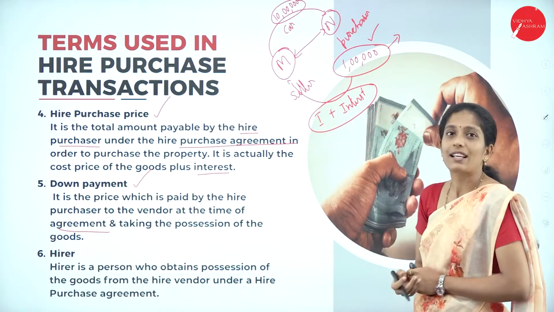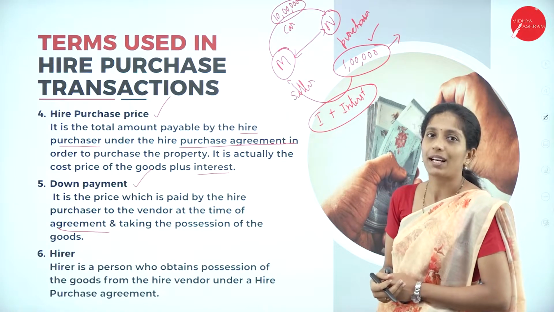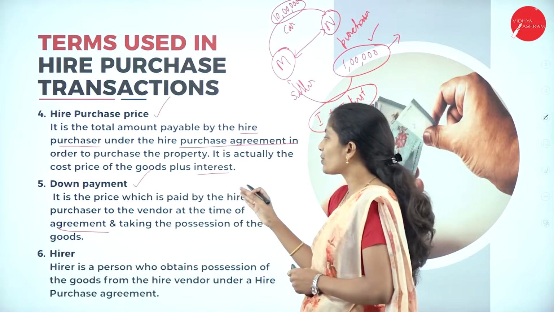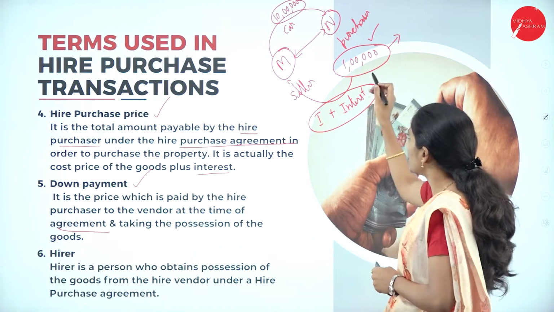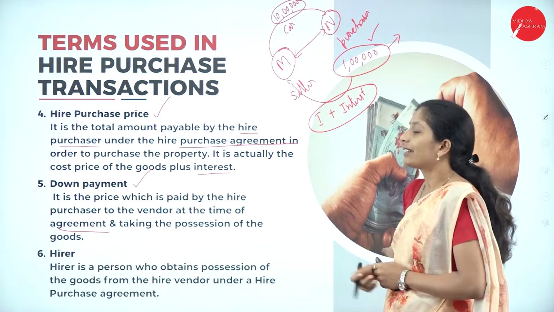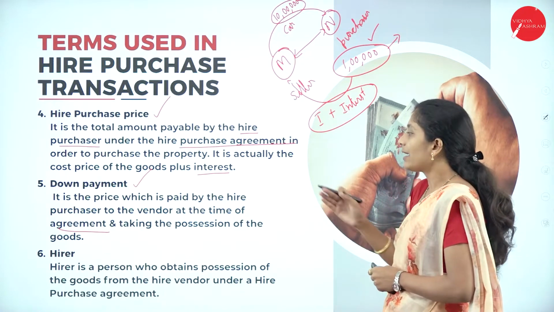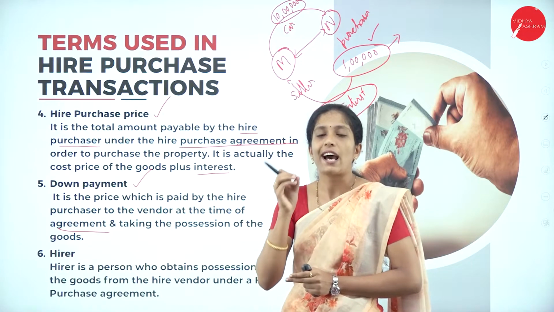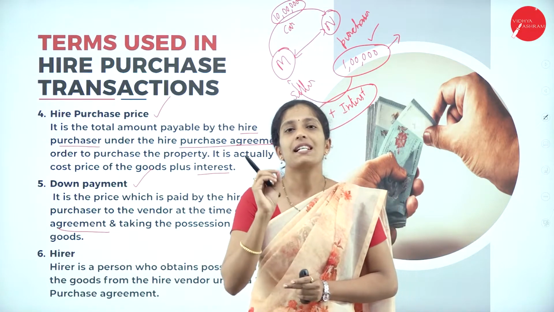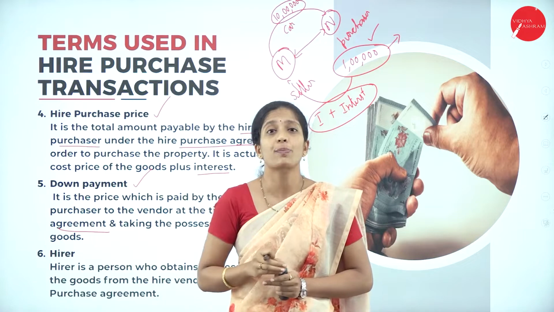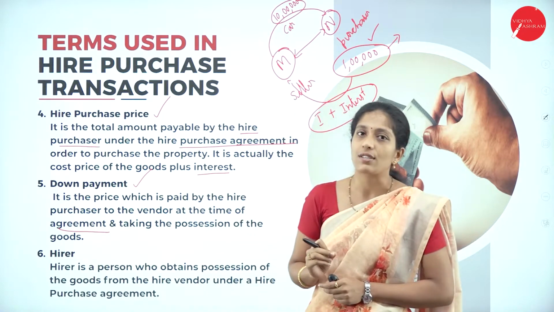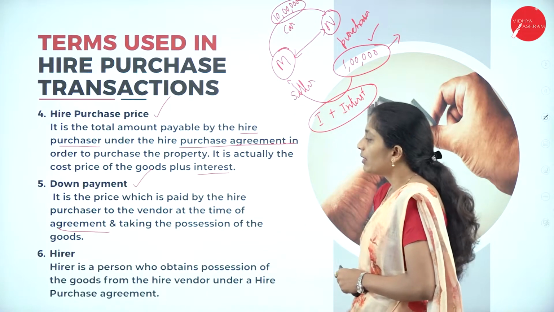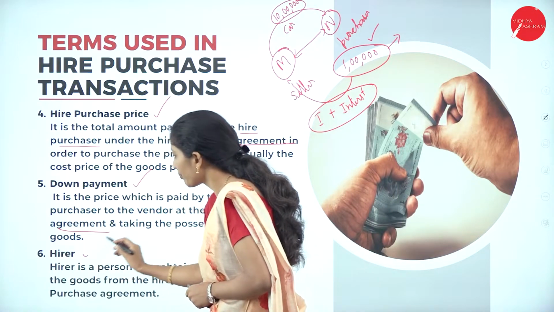So this 1 lakh is called as what? Down payment. It is a price which is paid by the hire purchaser to the hire vendor at the time of agreement and taking the possession of the goods. So when he is going to receive the goods, he has to pay a certain percentage of the cash price. So that amount is known as what? Down payment. Now who is a hirer?